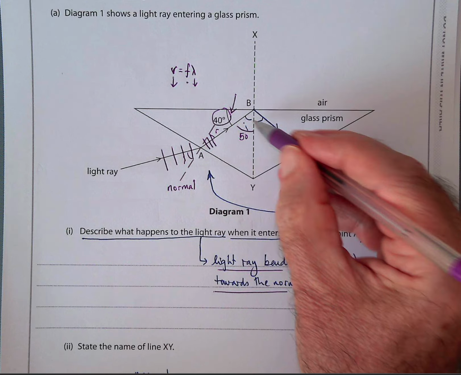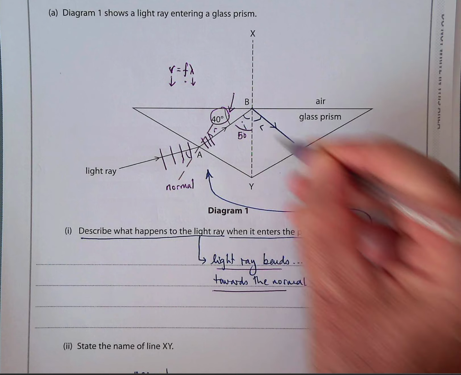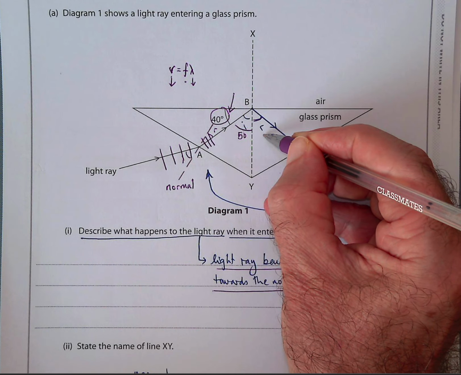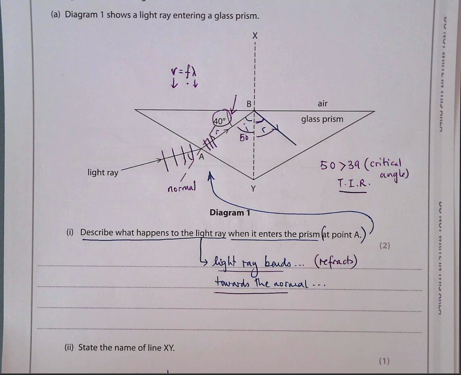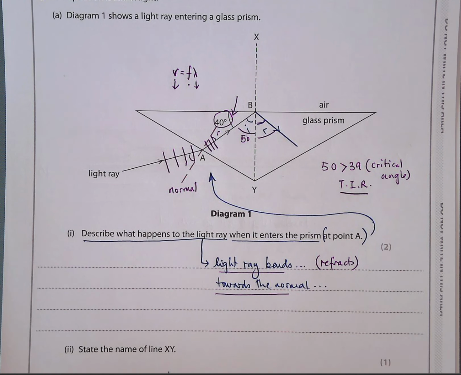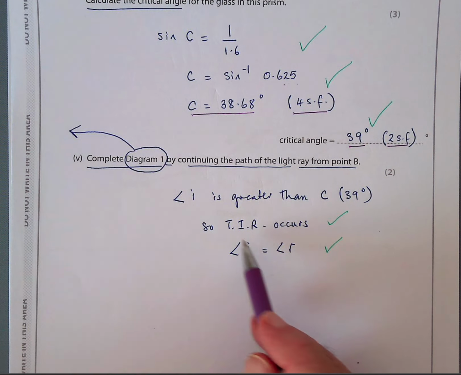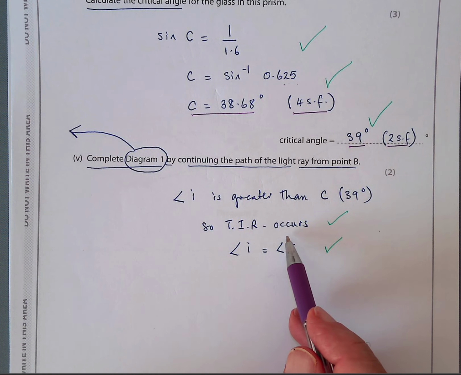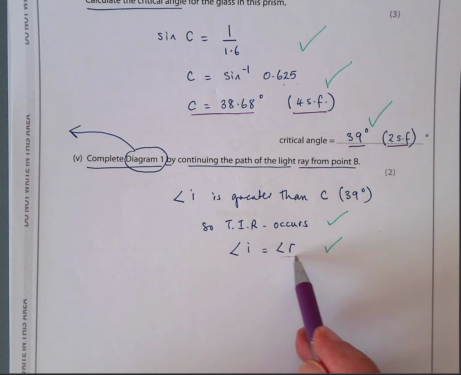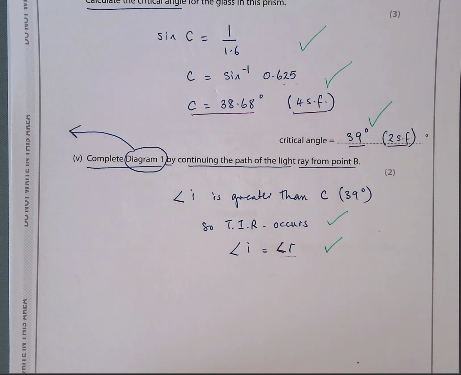So if it's greater than the critical angle, you're going to get total internal reflection. So it's going to bounce back, and this angle should be 50 degrees as well. I'm not sure I've drawn it perfectly, but if you are clearly showing that it's reflecting at the same angle, that should give you the mark. So in completing diagram 1 here, you're showing that total internal reflection occurs inside the prism, and that the angle of reflection, because it's internally reflected, is the same as the angle that it hits the normal at B. Okay, so that's your 2 marks for that.